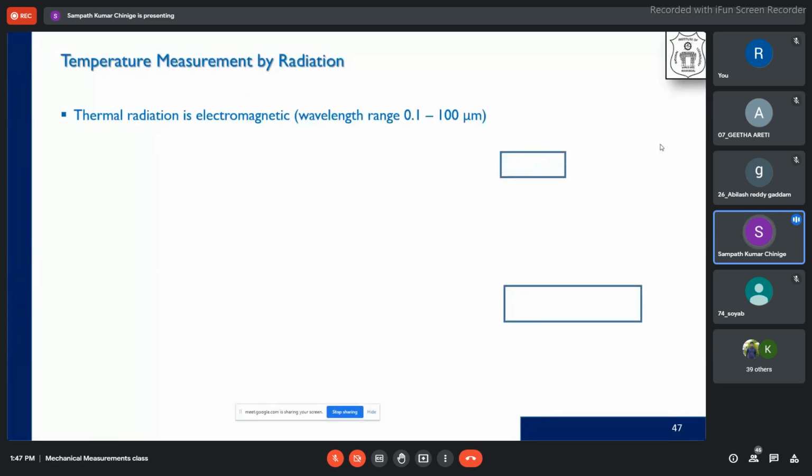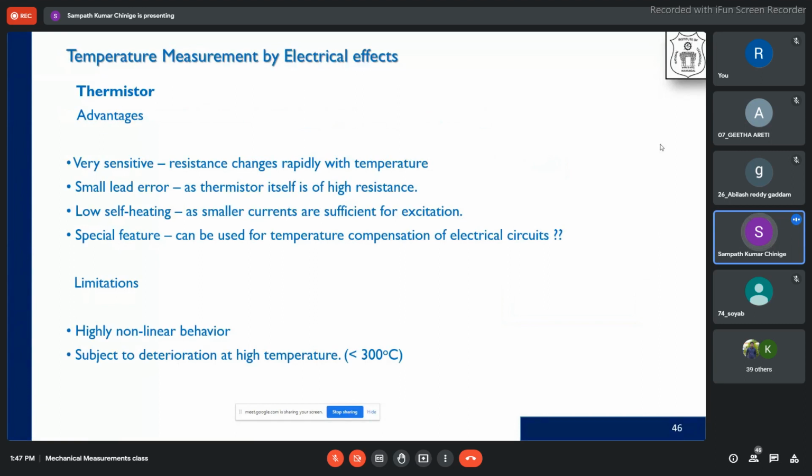So that is what we can call up to thermistors. So these are basically electrochemical effects. So now let us move on to the fourth topic.